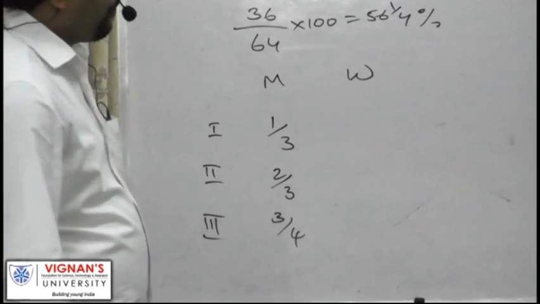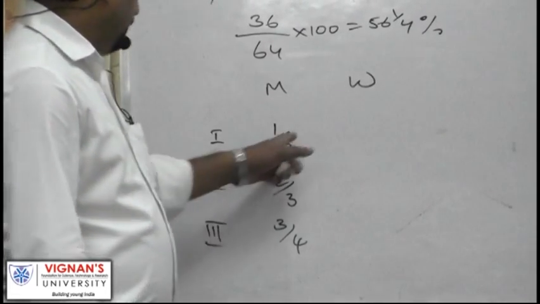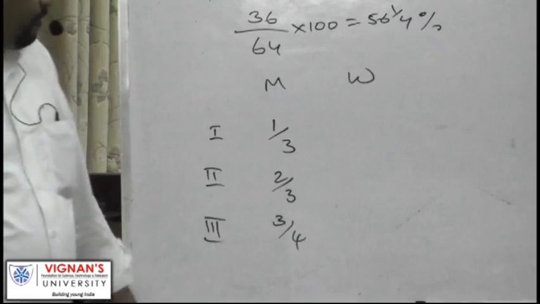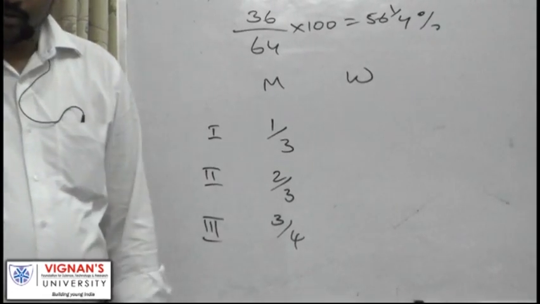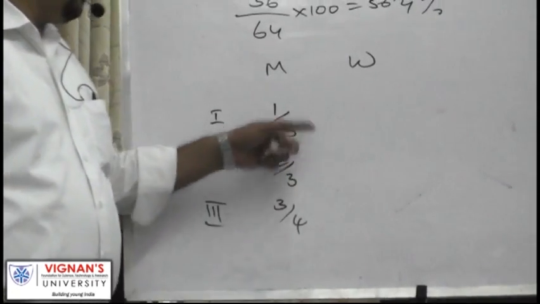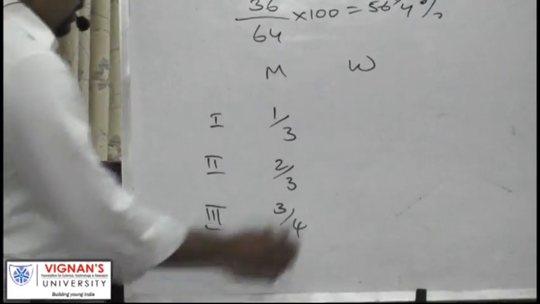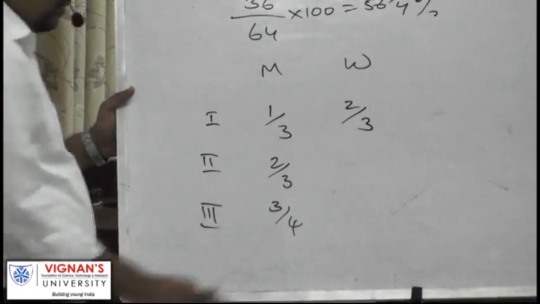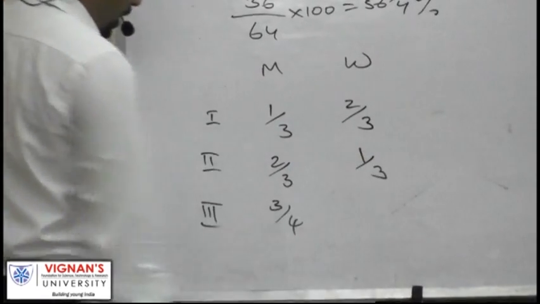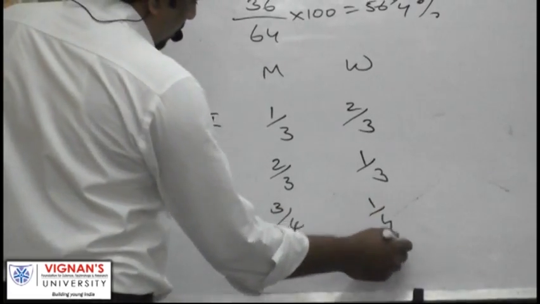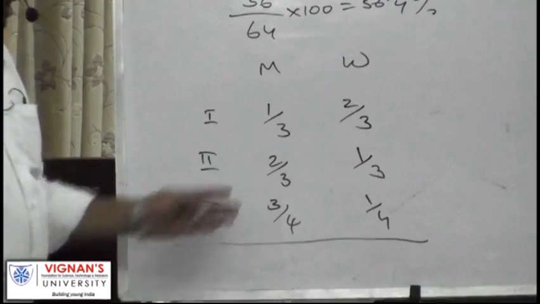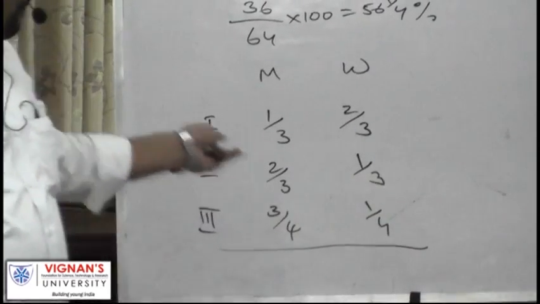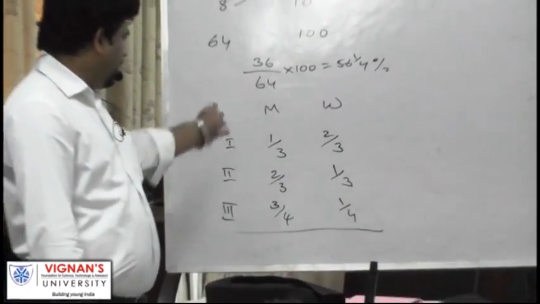Now what he says, they are completely filled with water. What part of the first glass is empty now? 2/3. How much water can we add in the first glass? 2/3. So 2/3 of water here. What about second glass? 1/3 of water can be added. And what about last one? 1/4.